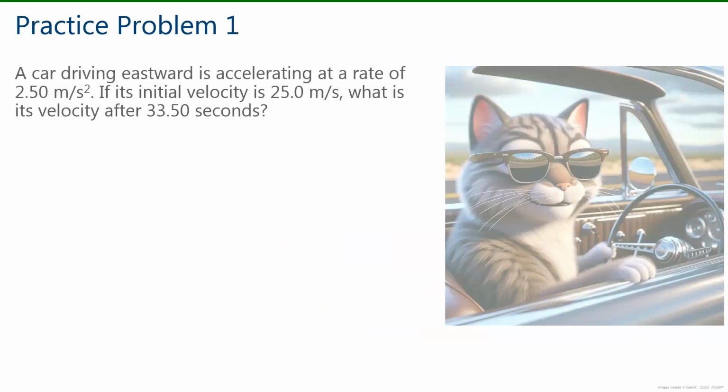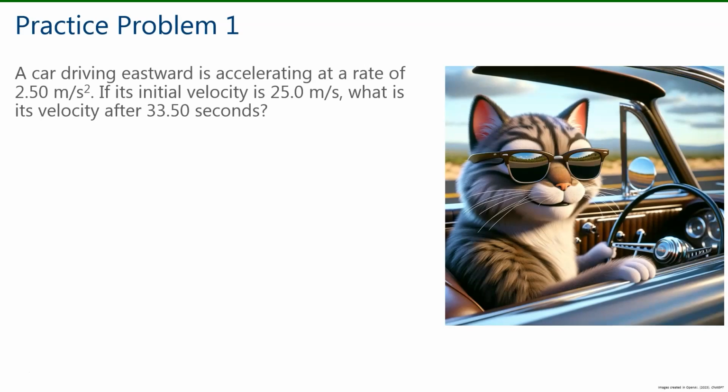Practice problem number 1 says, a car driving eastward is accelerating at a rate of 2.50 meters per second squared. If its initial velocity is 25.0 meters per second, what is its velocity after 33.50 seconds? Pause the video now while you work through the answer, and then resume the video and we'll go through the answer together. The first thing you should have done is figured out the information you were given in the problem.